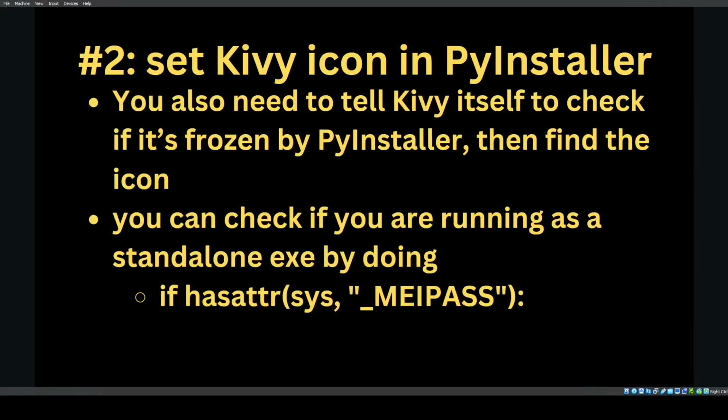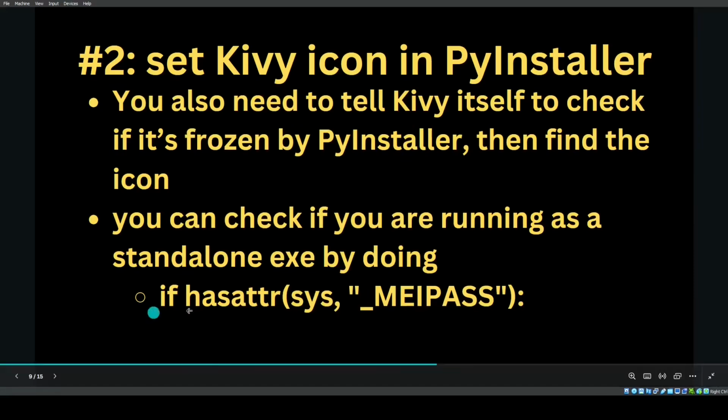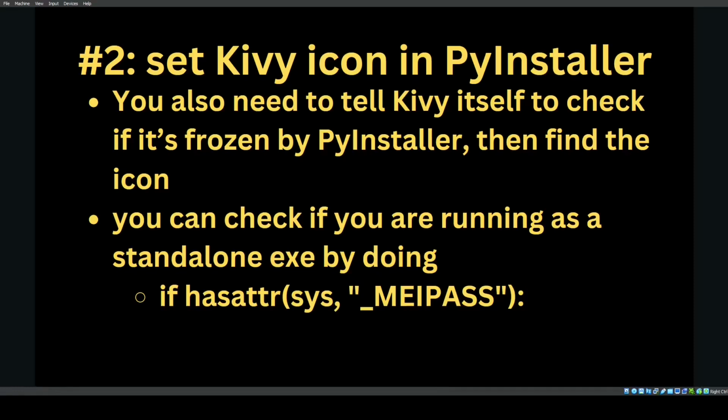You also need to tell Kivy itself to check if it's frozen by PyInstaller, then find the icon. You can check if you're running as a standalone exe by using if hasattr(sys, '_MEIPASS'). Now this only works for PyInstaller because this is how PyInstaller freezes things. It will set a _MEIPASS attribute on sys. If you're using something like auto-py-to-exe, Nuitka, or something else, this is not going to work, because they're not guaranteed to use _MEIPASS. PyInstaller is the only one that I know for sure that sets the _MEIPASS folder. Otherwise, you have to check their documentation on how you would know if you're running as a standalone executable.